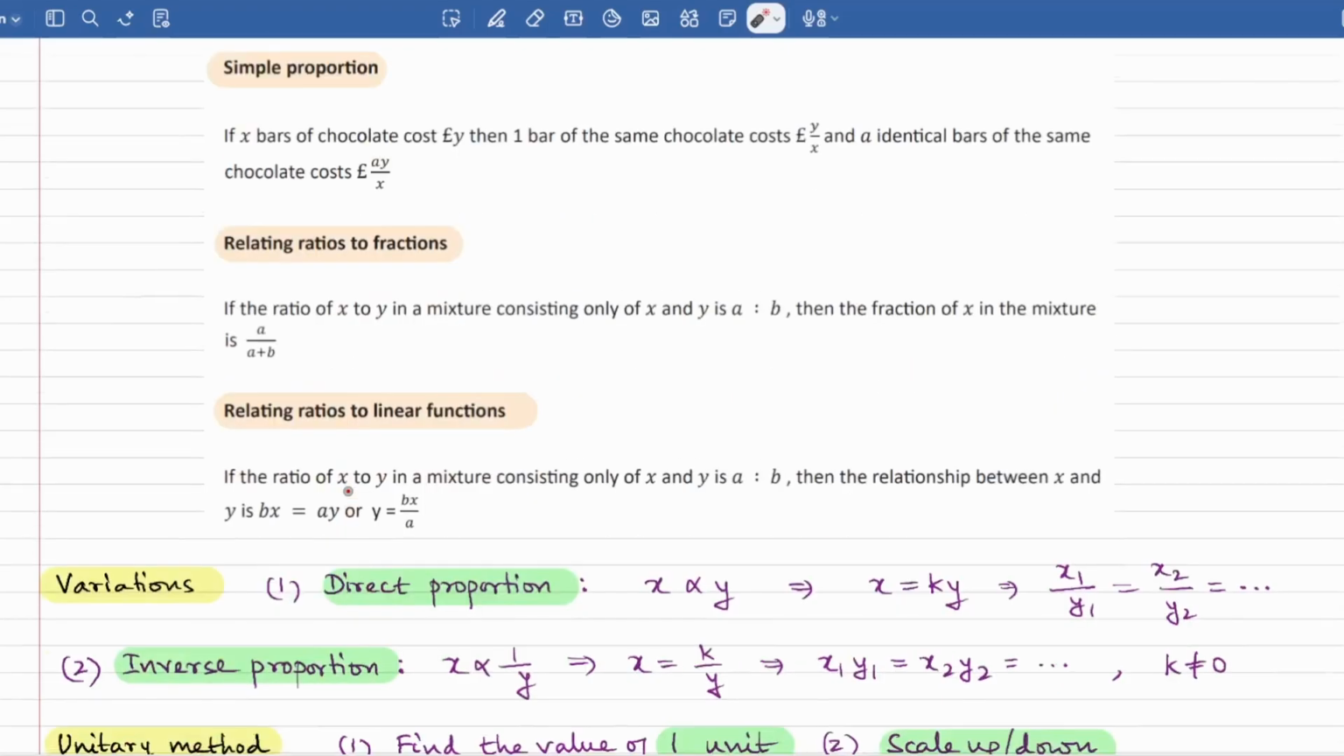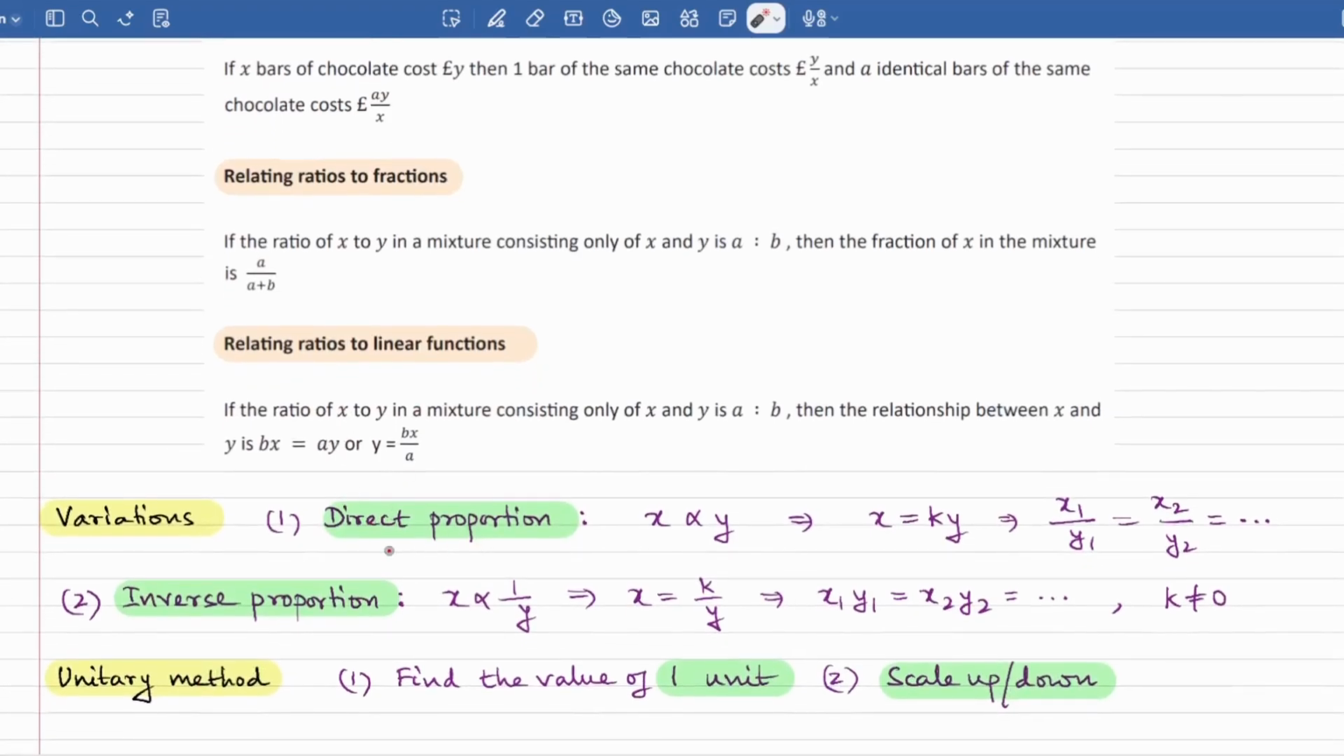Now we move on to variations. For variations, there are two types: direct proportion and inverse proportion. Direct proportion means as x increases, y increases; as x decreases, y decreases. So x is proportional to y implies x is equal to ky. If you bring y down, you will get x by y is equal to a constant. If there are multiple observations, you can just write them as x1 by y1 is equal to x2 by y2 and so on.